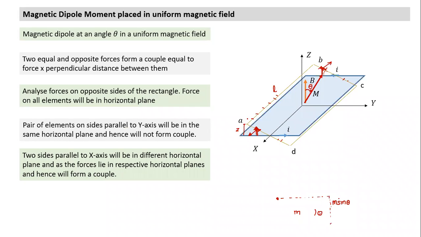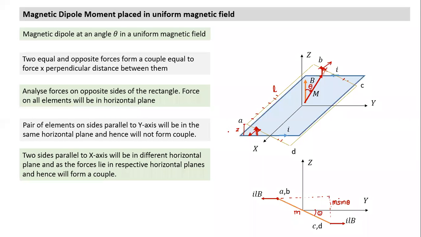For these two sides, all element forces will lie in the same horizontal plane. If you take a corresponding pair, they lie in the same horizontal plane and they cancel out. So for the purpose of calculating force they cancel out, they don't form a torque, and they don't form a couple. Whereas for the force acting, now if we take the side view, I hope you understood what the side view is.